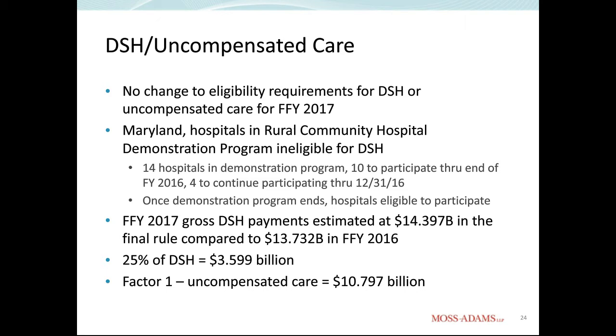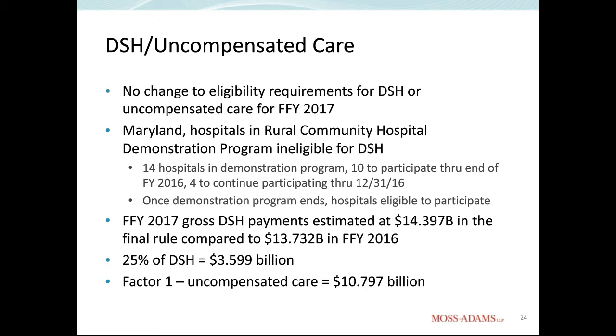CMS has determined in federal fiscal year 17 that gross DISH payments are estimated at $14.397 billion in the final rule, and that's compared to $13.732 billion last year. That's roughly a 4.84% increase in the DISH payment pool. Once that payment pool is established, CMS then applies a calculation: 25% of that payment pool is going to be reimbursed to hospitals through the old traditional DISH calculation, which uses a hospital's individual SSI ratio and Medicaid patient day ratio. The remaining 75% of the payment pool goes through a three-step process, referred to as factors 1, 2, and 3.